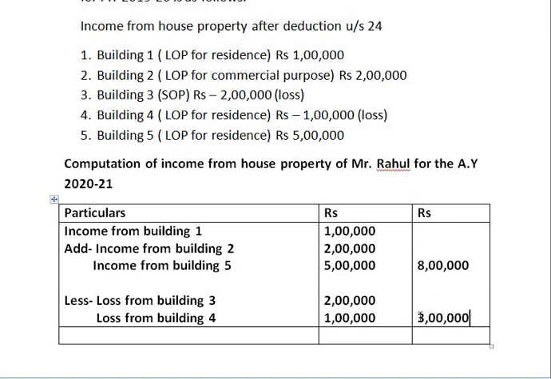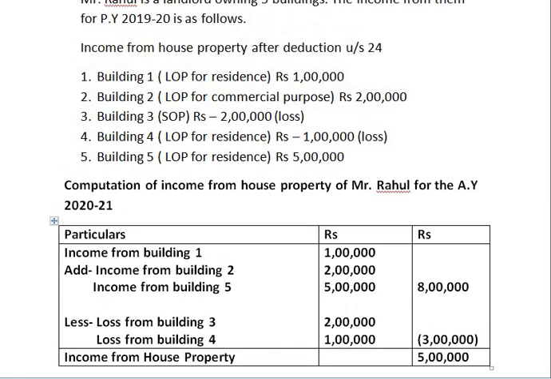Now total positive figure is 8 lakh, wherein the negative figure or loss is 3 lakh. Let us show it in bracket which indicates loss. Now 8 lakh minus 3 lakh, we get balance of rupees 5 lakh. This 5 lakh is known as income from house property. This is how the sums on inter-source set-off are calculated.